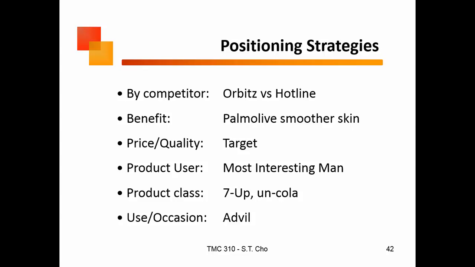Here are some different positioning strategies. You might just want to compare yourself to a competitor. Who does that? ASU. If you notice, ASU says we're the #1 school in innovation, #2 is Stanford, and #3 is MIT. That's a strategy. They're comparing themselves to Stanford and MIT.